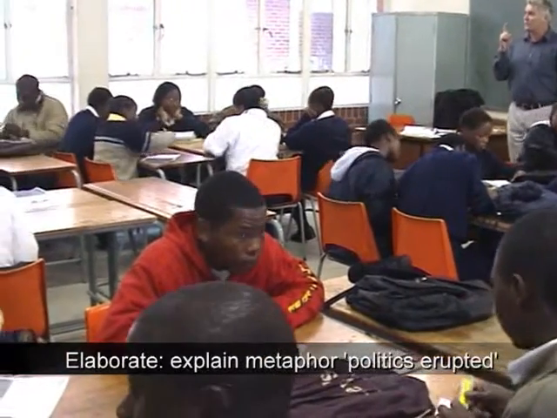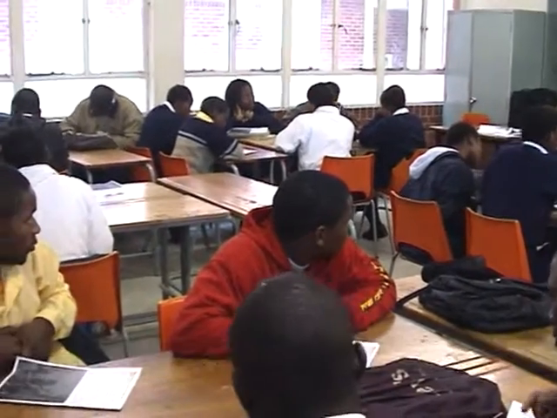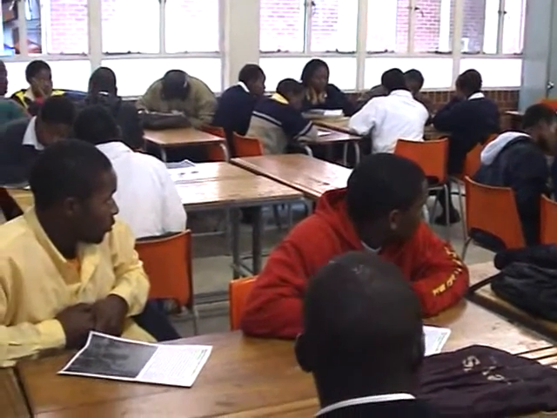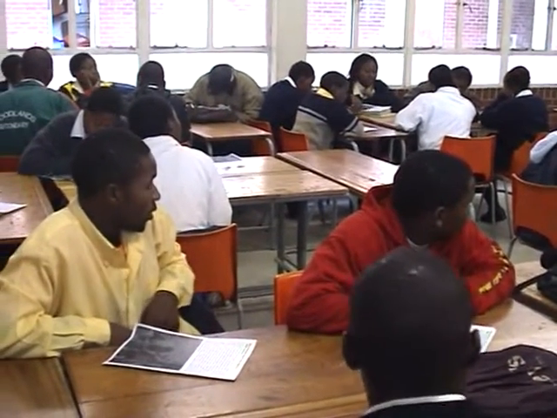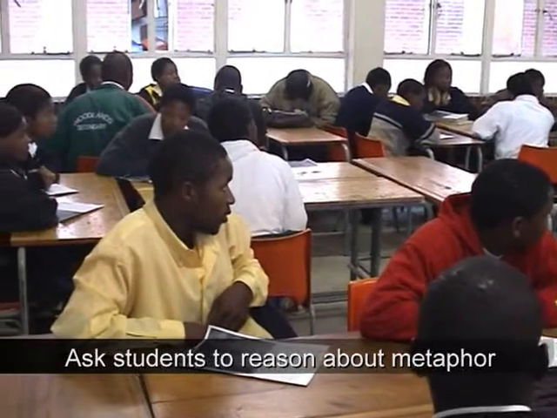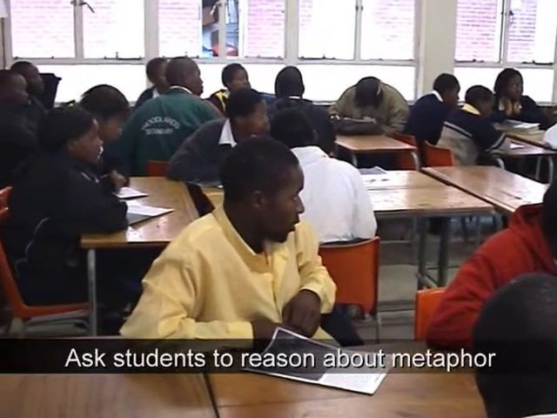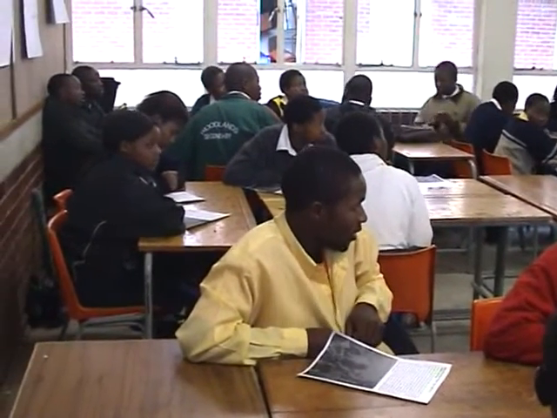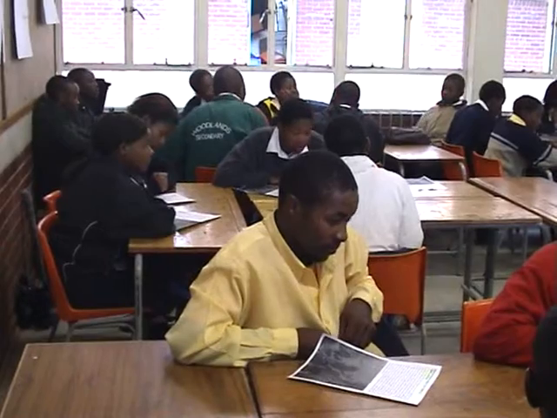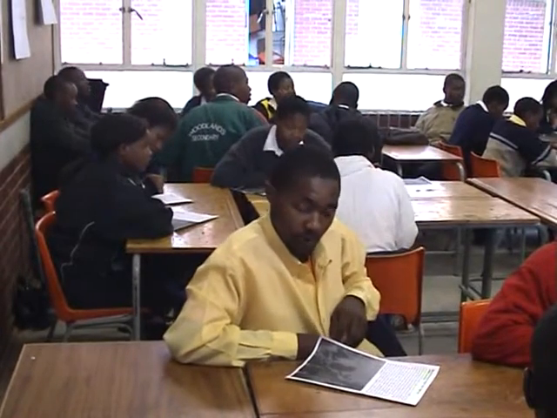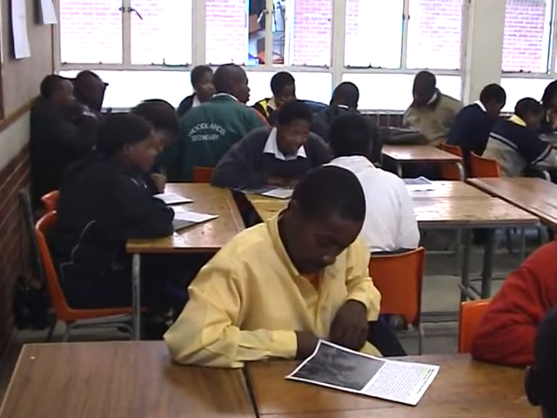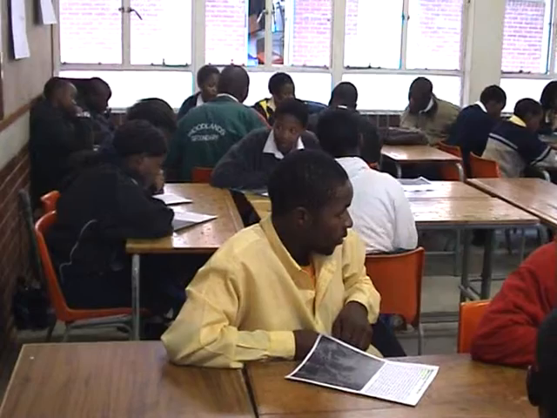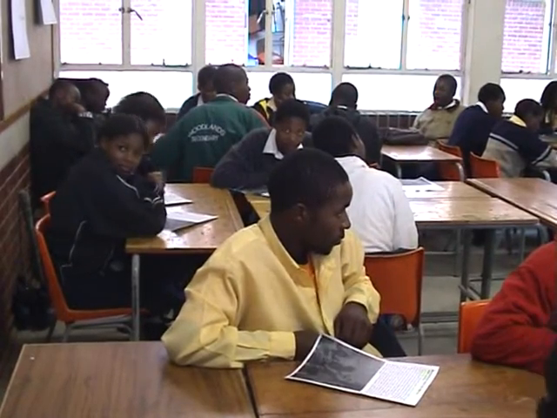The reason they use the word erupted, because that's what volcanoes do. Have you heard that before? Yes. A volcano erupts? Yes. So what were the townships like then? They were like, exactly right. They were like a volcano, and there was all this pressure inside waiting to blow up and erupt with all the anger that people were feeling about the government's repression.